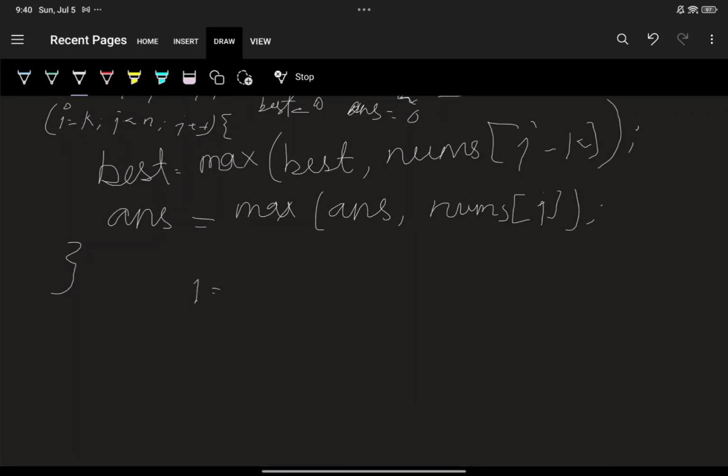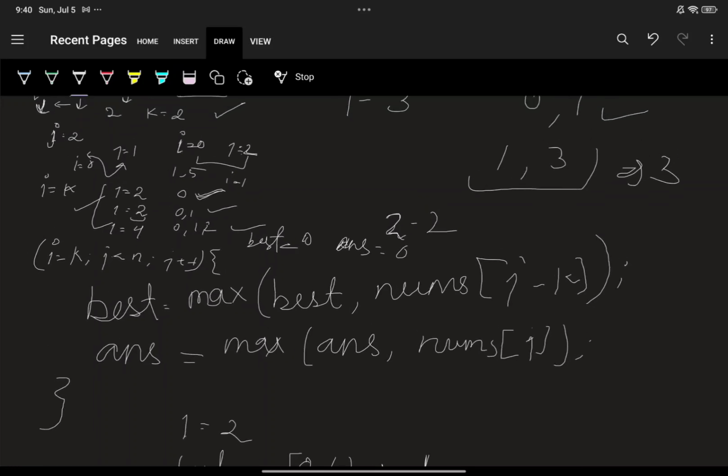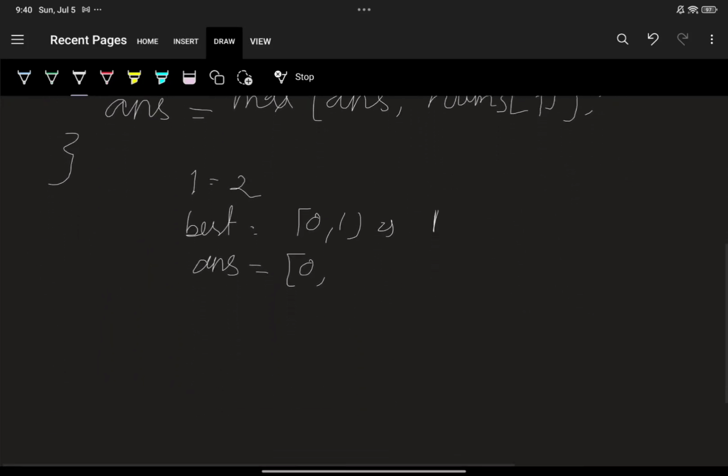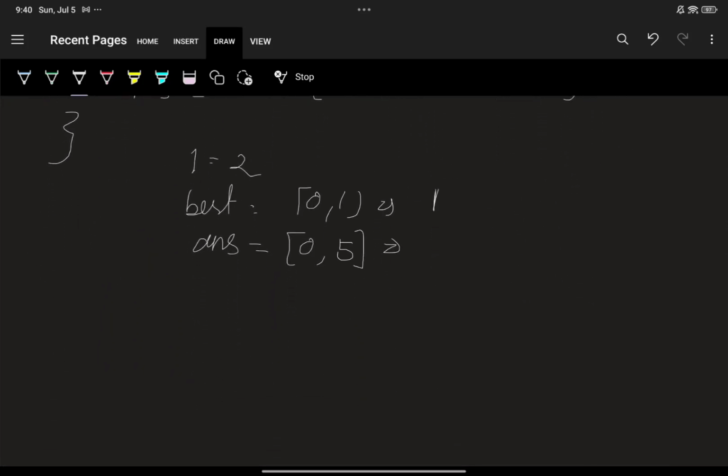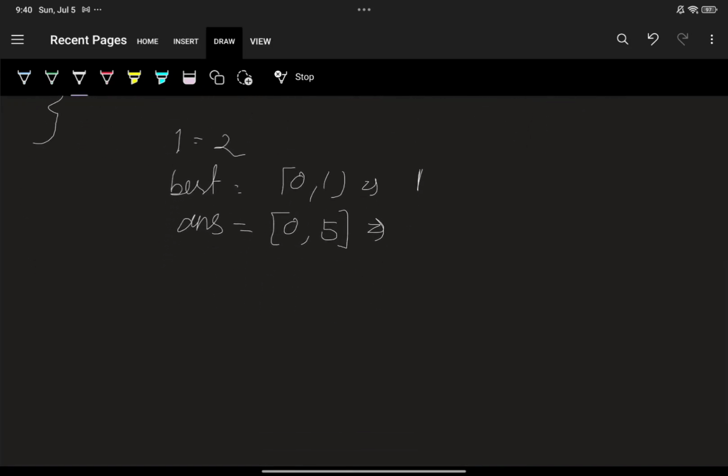j equals to k, you have taken j equals to 2. Okay, so now for this j equals to 2, best equals to what? Maximum of best. Best equals to here 0, and here nums of j minus k, which is nums of 0, which is equal to 1. So 0 comma 1, best equals to what? 1. So our value stored in best is 1. Answer equals to maximum of answer, value will be what? Answer which is 0, and nums of j, which is j equals to 2, and nums of j equals to, here you can see in this array, nums of j equals to 5. Okay, so answer equals to 5.